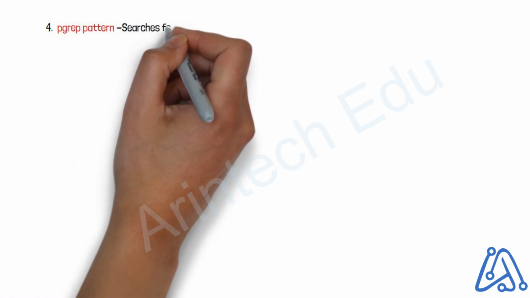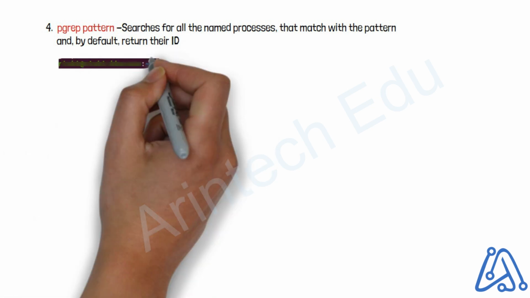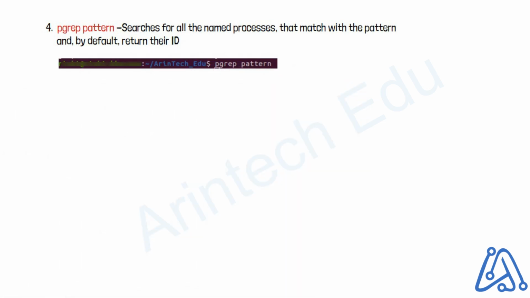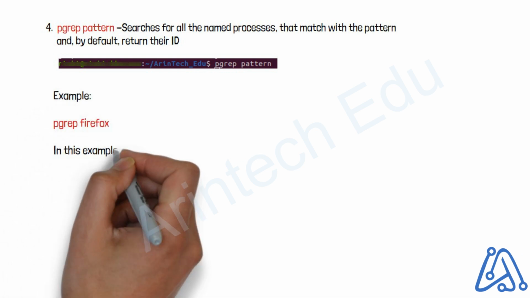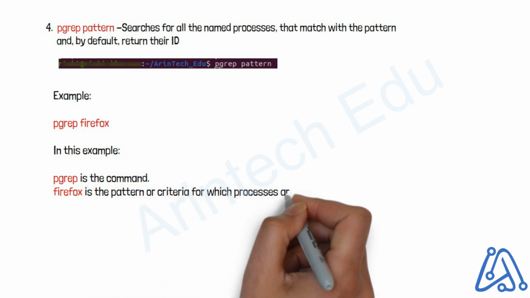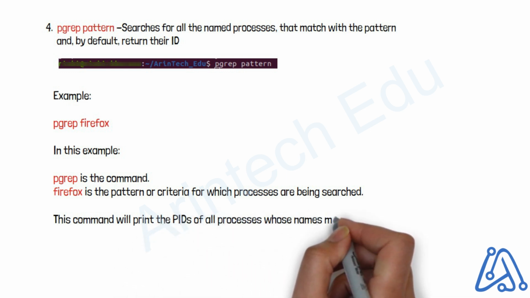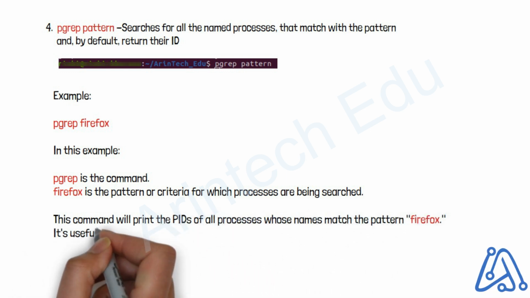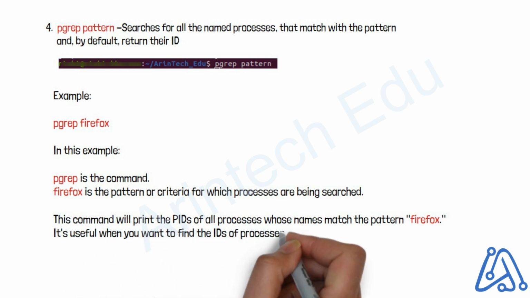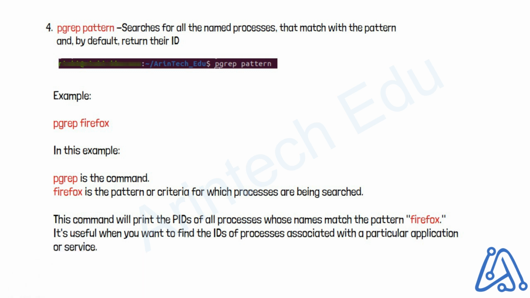4. pgrep pattern searches for all the named processes that match with the pattern and, by default, returns their ID. Example: pgrep firefox. In this example, pgrep is the command. firefox is the pattern or criteria for which processes are being searched. This command will print the PIDs of all processes whose names match the pattern firefox. It's useful when you want to find the IDs of processes associated with a particular application or service.